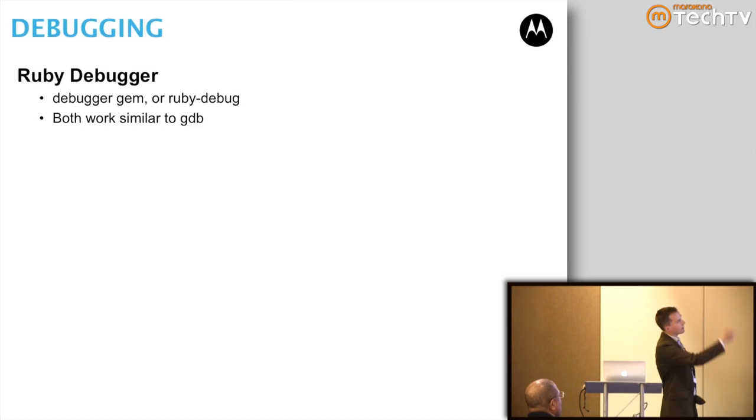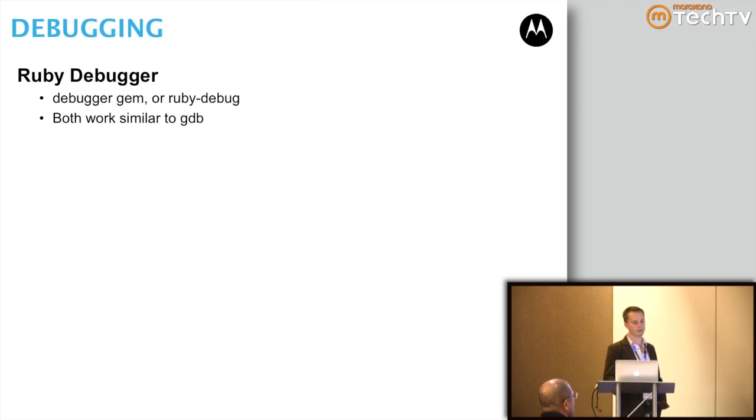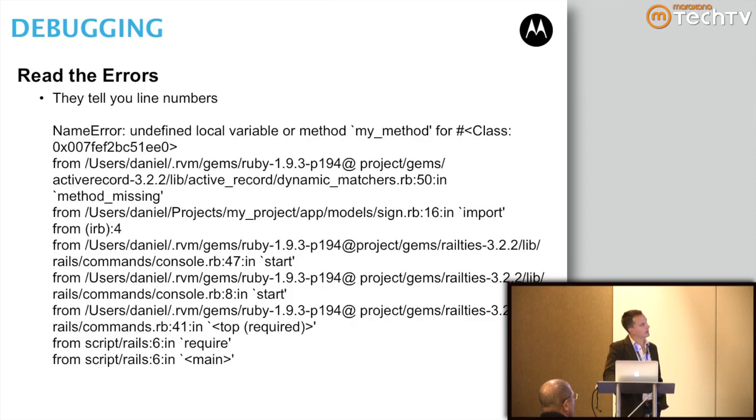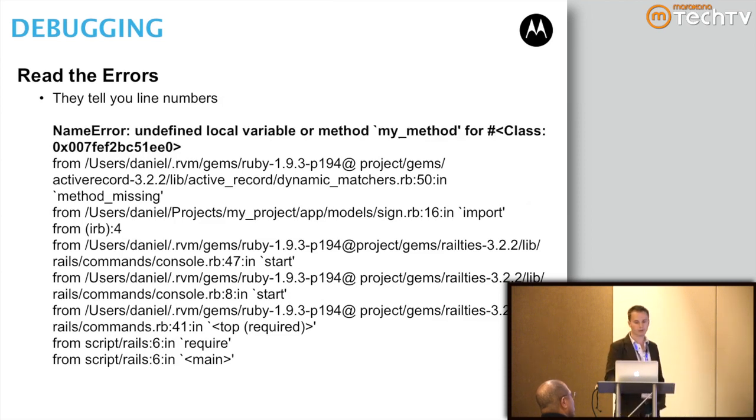We do have debugging in Ruby. We have two gems, two libraries that we can use for debugging. Both work similar to GDB or the Java debuggers. If you're using an IDE, there'll be something built into that as well, and it will probably use one of these under the hood. But I do want to show you how you can read these errors. Ruby gives you decent stack trace errors that you can, even without a debugger, get a lot of data from. Like for instance, this error, undefined local variable or method my_method for some class, isn't all that helpful, but if you wrote my_method, then hopefully you know where to look for that.